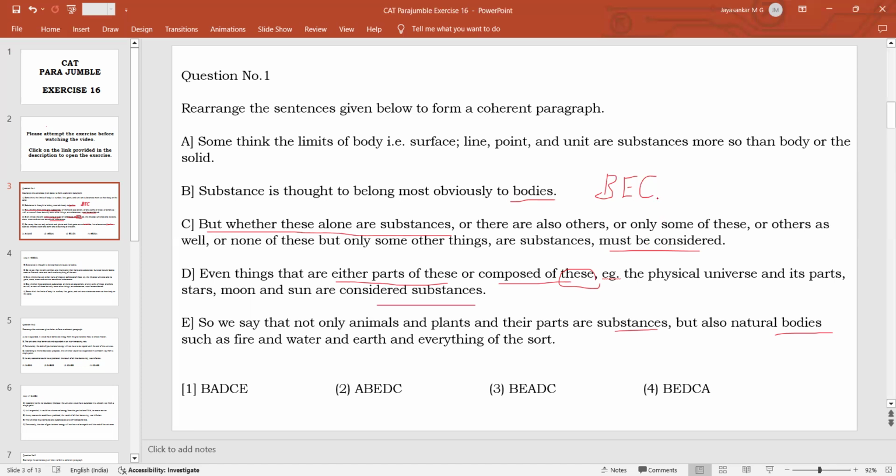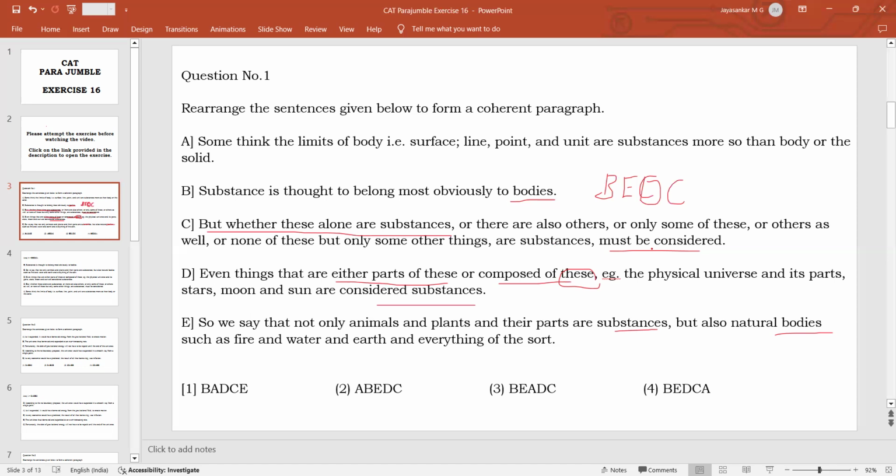So after BED, comes this different idea of C: whether these alone are substances, or only some of these are substances, or whether none of these are substances, or it is something else which is not defined here.